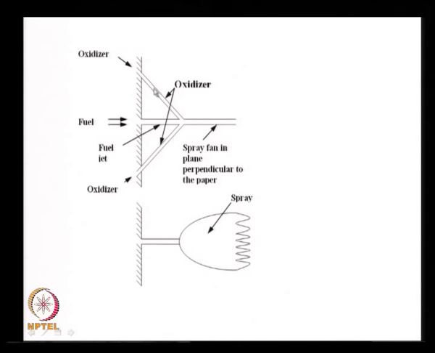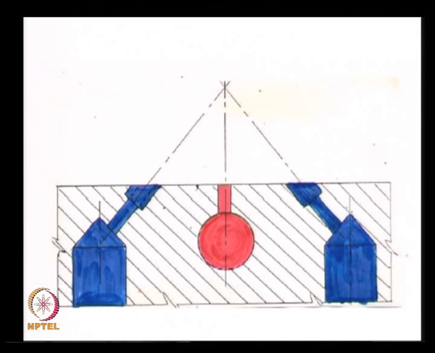I have an oxidizer jet, third jet, I form a fan, I look at it from the top, I get a spray fan, and this is what is a triplet. The advantage of a triplet is, when I change mixture ratio, I have the same quantity here, same quantity here, and this is central, therefore the spray fan does not really change its angle, and that is the advantage with triplets. And I show an example of a triplet.